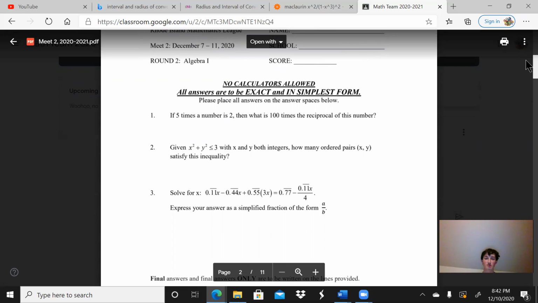X squared plus y squared is less than or equal to 3. X and y are both integers. Again, integers is not positive necessarily. So wait, we have... Oh. It's just a circle with radius √3. That's all it is. But you can't have 2 plus 1. You have to have 3 plus 0. So you have 3 comma 0, 0 comma 3. Oh, wait, no, that's root. Wait. Oh, it's an inequality. It's not equal to.